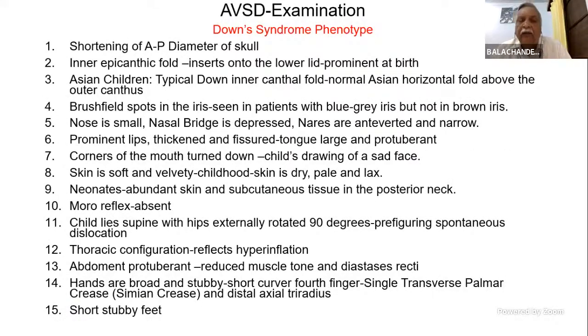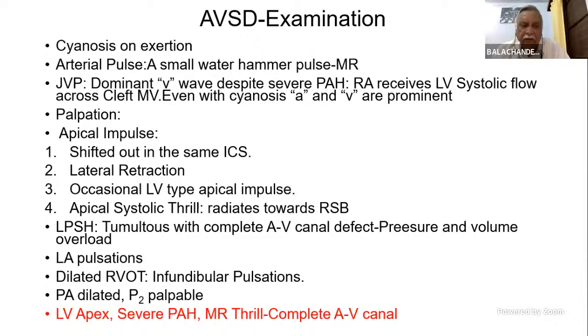And of course, the important thing is the Down syndrome phenotype. You must know all the features of Down syndrome. Next slide. The important thing about AVSD as opposed to ASD perhaps is the LV apex, severe PH, MR thrill. All this will tell you that you're dealing with complete AV canal. So that's an important thing to remember. But if you do get what looks like ASD, but you do get a true LV apex, then you know you are dealing with not just ASD, but you are dealing with AVSD. Next slide.